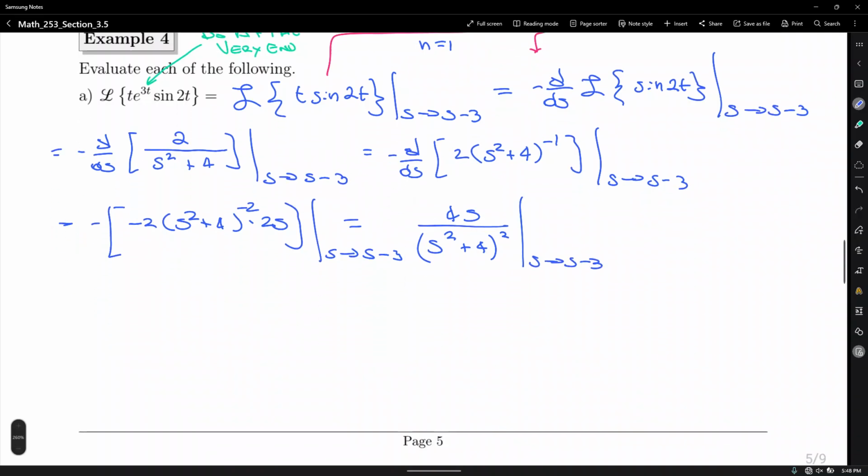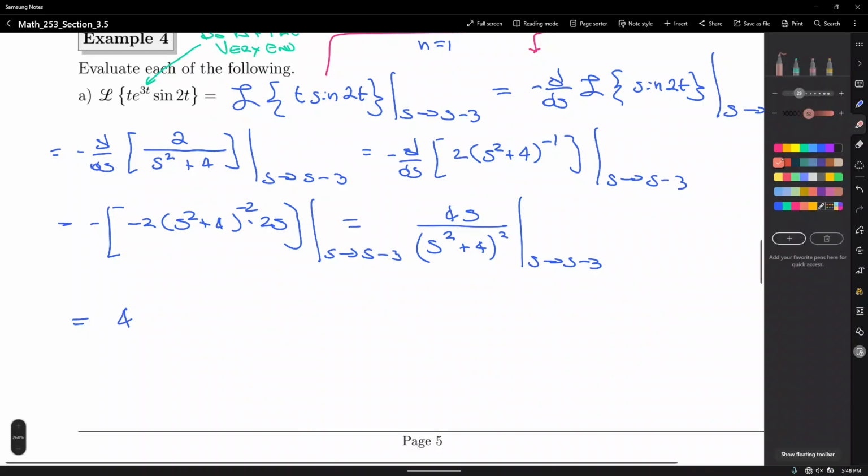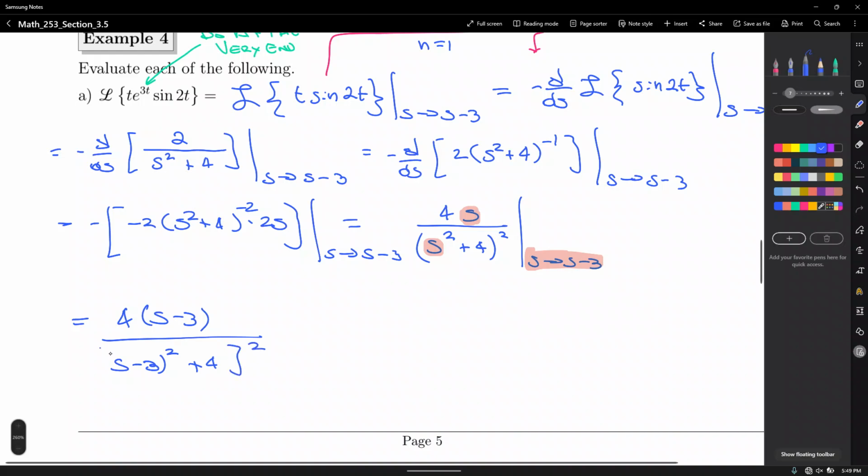And finally, shift. Let me highlight and indicate the shifting goes here and there. So that is 4 times s minus 3 divided by s minus 3 squared plus 4 quantity squared. Final answer, right?